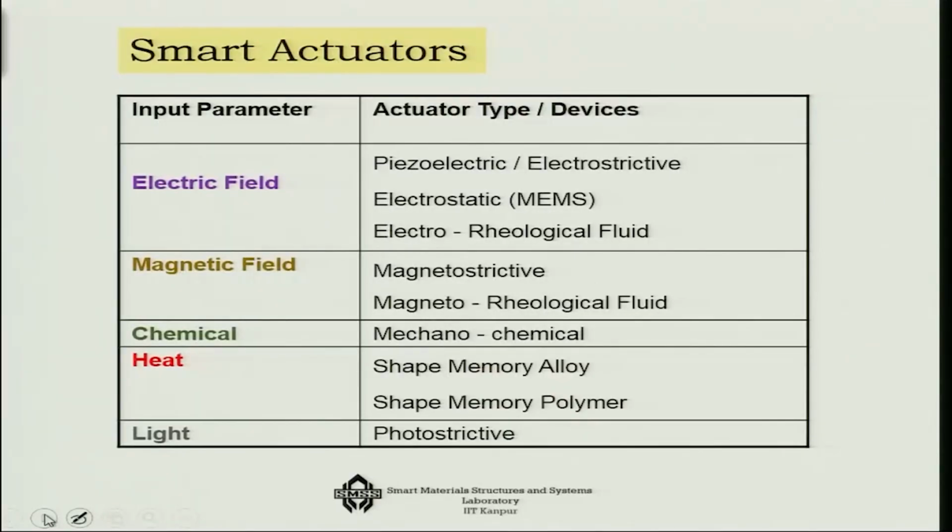Now among smart actuators, there are a whole lot of them. Those which exploit electric field include piezoelectric and electrostrictive actuators, electrostatic actuators which are MEMS based, and electrorheological fluids. In the magnetic field category, you have magnetostrictive actuators and magnetorheological fluids. In the chemical category, there are some coming up that we call mechanochemicals. With heat, there are shape memory alloys and shape memory polymers. And with light, there are photostrictive materials. So there is a whole group of smart actuators available today.